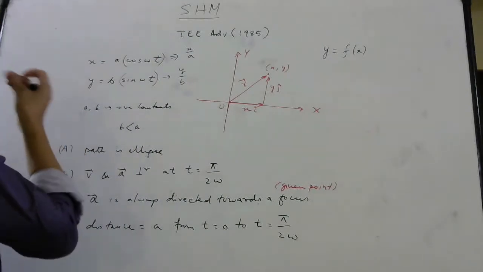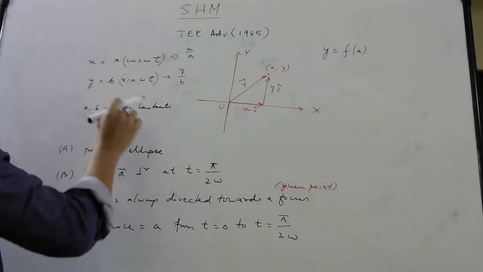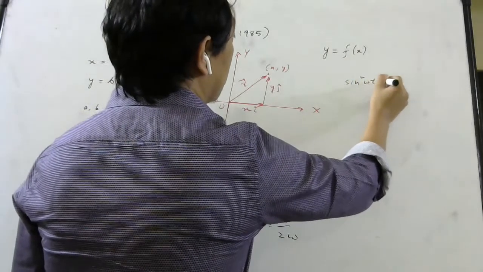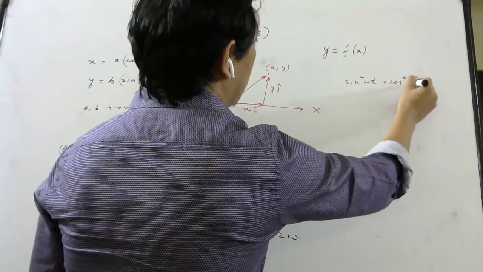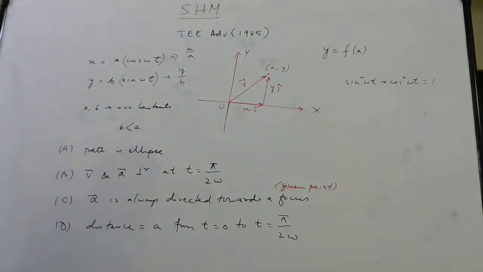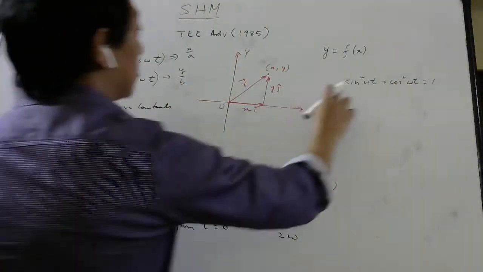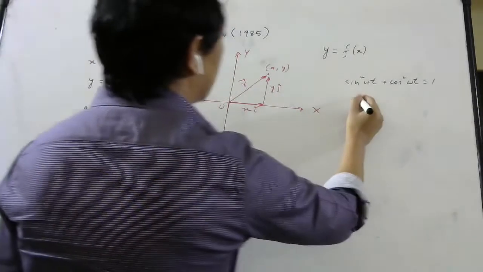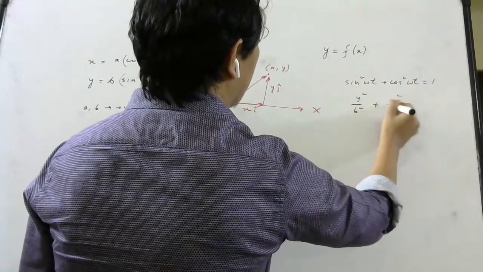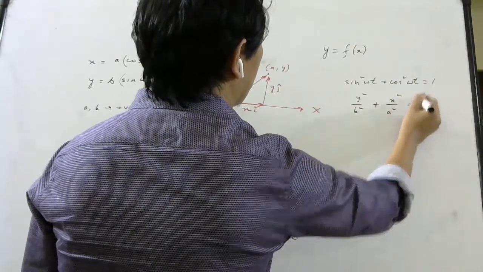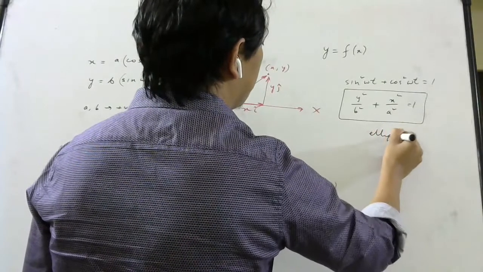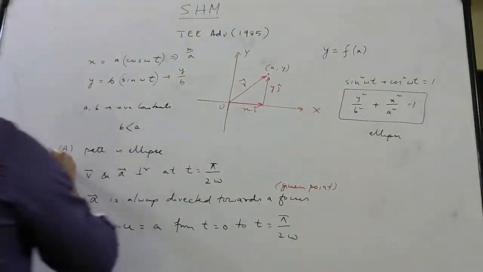Then to find the relation between sine and cos, what can we do? Square and add, right? Sine square omega t plus cos square omega t equals 1. If you do that, immediately you will get the relation between y and x. Sine is y by b, so this will be y square by b square, plus x square by a square equals 1. And you all know this is the equation of an ellipse. So the first option is correct.